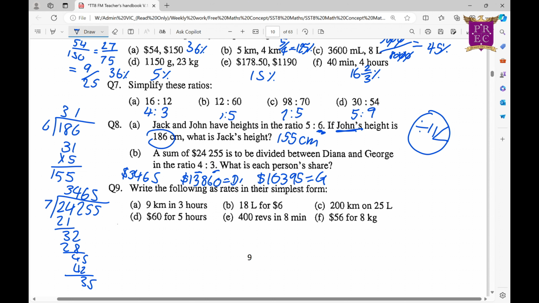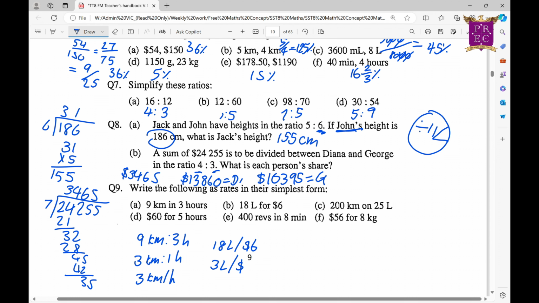Alrighty. Write the following as rates in the simplest form. So this is 9 kilometers per 3 hours. So for simplest form, we divide it by 3. So it's 3 kilometers per 1 hour. And we can simplify it down to 3 kilometers an hour. Okay, same with 18 liters per $6. Don't even need to do the ratio. If you do the slash, it means the same thing. The highest common factor is 6. 3 liters per $1. Okay, that's about it.